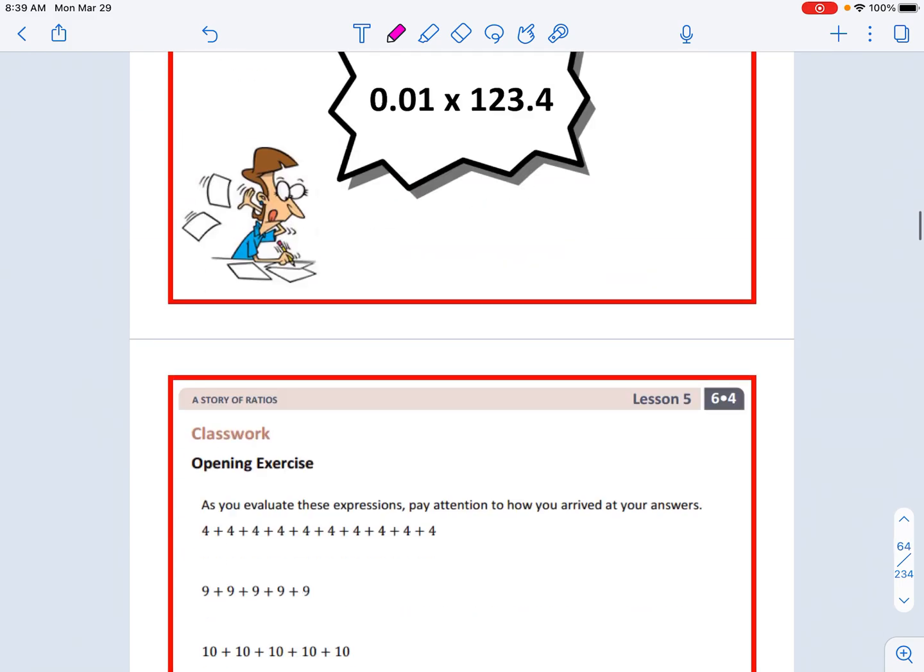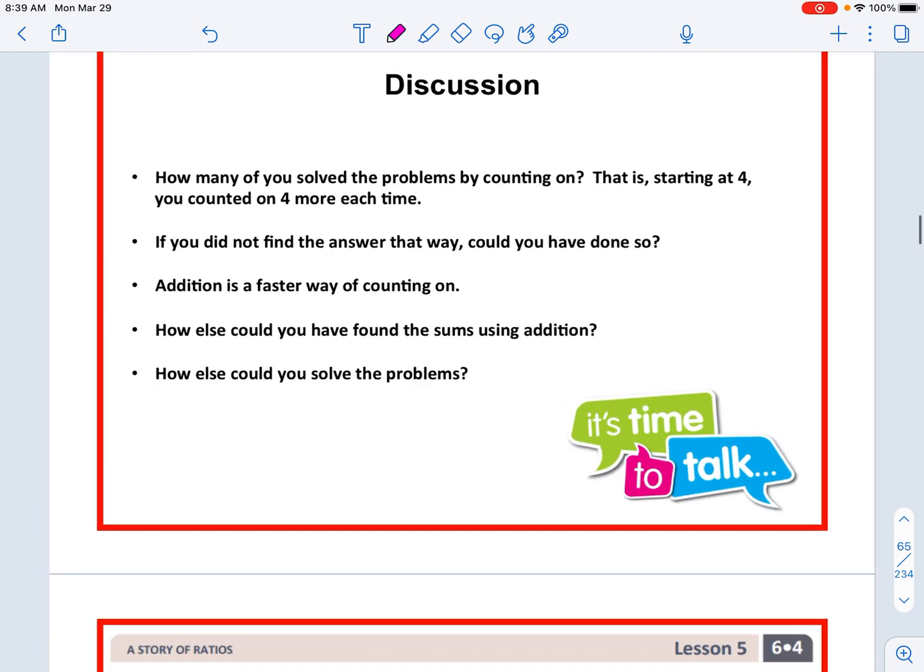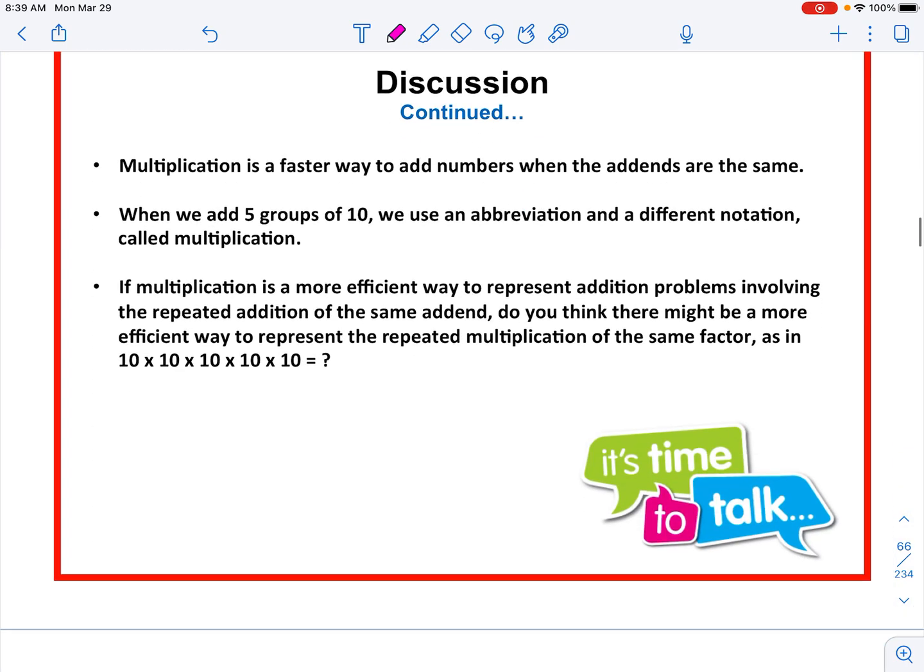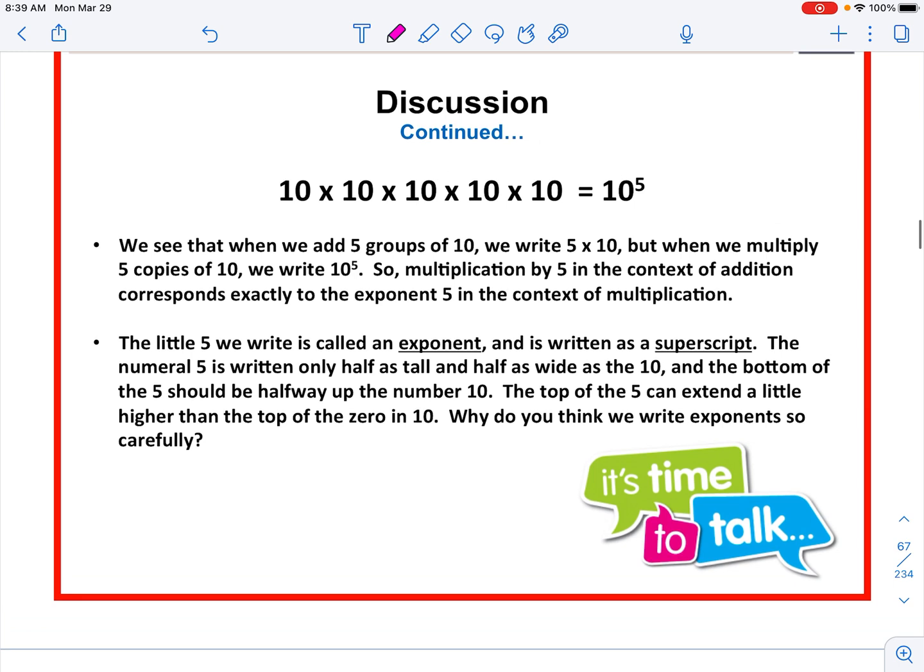So we're going to skip some intro and we're going to discuss, okay? So before we get started, this says 10 times 10 times 10 times 10 times 10 is equal to 10 to the fifth power, okay? So we see that when we add 5 groups of 10, we write 5 times 10. But when we multiply 5 copies of 10, we write 10 to the fifth power. So multiplication by 5 in the context of addition corresponds exactly to the exponent 5 in the context of multiplication.